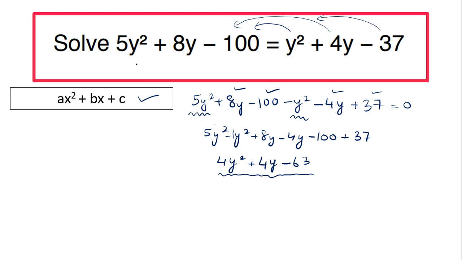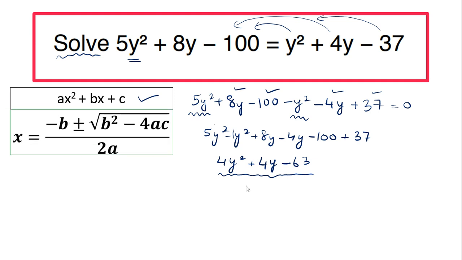Now, obviously, when it says solve, solve basically means that I have to find the value of y. In order to find the value of y, as I already said, quadratic equations can be solved using either the zero factor property, completing the square, or the quadratic formula. Here, it's simpler to apply the quadratic formula because you just put it in the calculator and get your answer. So I'm going to use that.